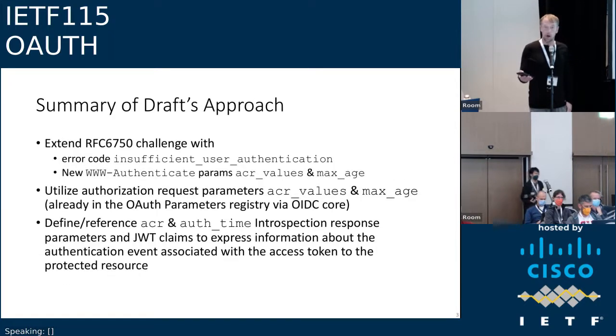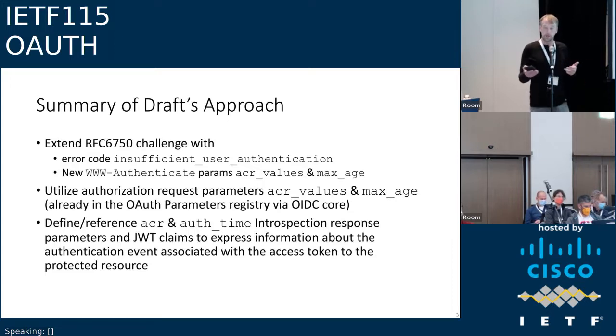So Vittorio and myself tried to address this through a draft in the working group process. The summary of the draft's approach is extending RFC 6750 with a new error code, insufficient_user_authentication, and new parameters on the WWW-Authenticate header, acr_values and max_age. This gives the resource the opportunity to express down to the client the conditions that we previously talked about, either and/or both, that a different ACR value representative of the authentication flow or authentication context, or a more recent authentication event is required associated with the access token that will be issued.